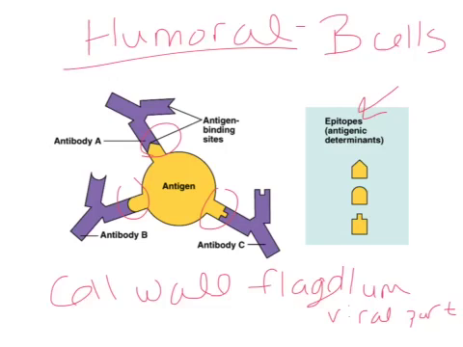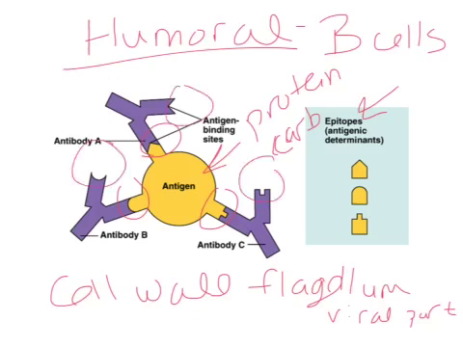The antigen itself can be a protein or a carb. It cannot be a lipid. So it can be a protein or a carbohydrate. It will not be a lipid. And the antibodies, you'll notice, remember they have the 2 receptors, so they can bind to more than one antigen at a time.